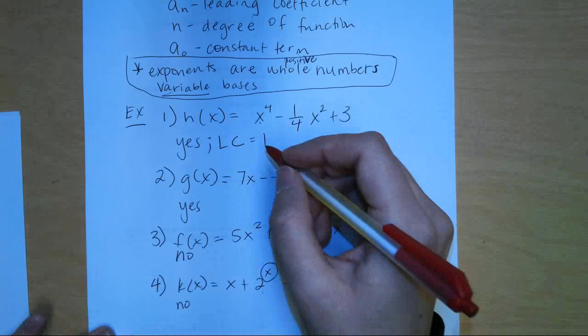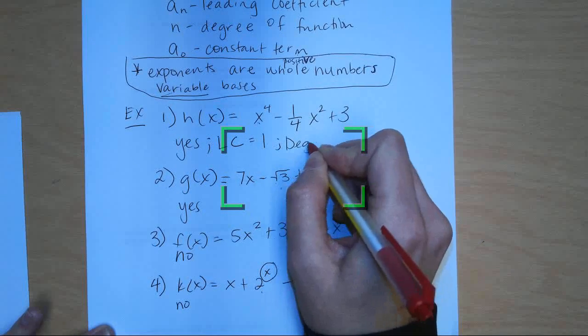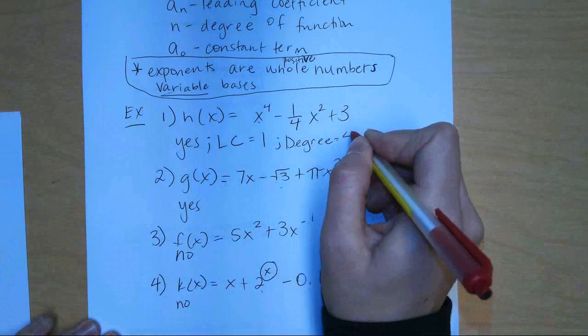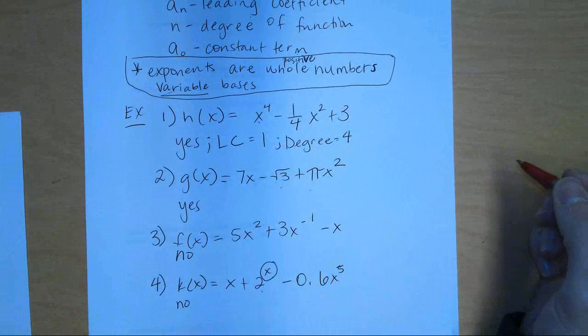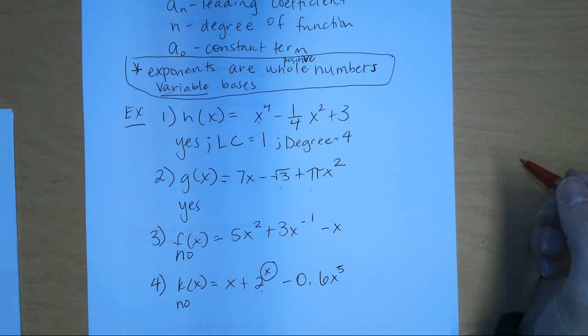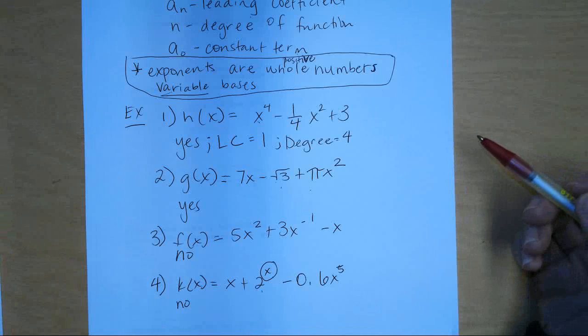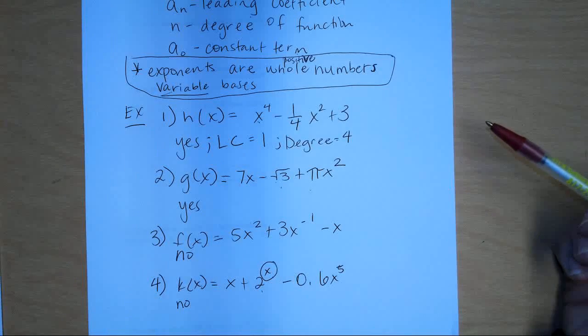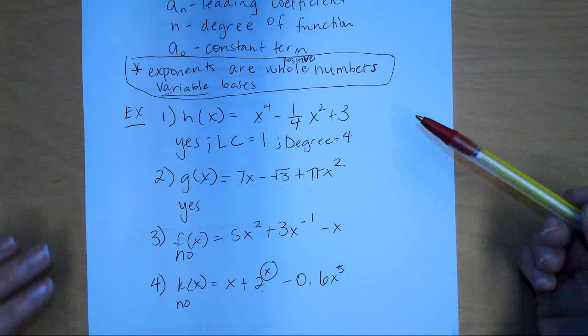Okay, what is the degree? The degree is the highest power of x, and what is that? 4. Okay, so it's important to keep these words straight, vocabulary-wise, so you know what they're asking for. It's not hard. You just have to remember what the words mean. So the degree is the highest power of x. The leading coefficient is the number in front of the highest power of x. Make sense?